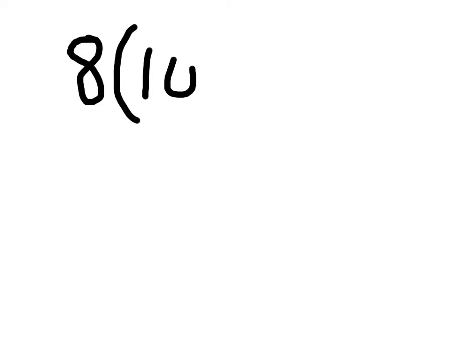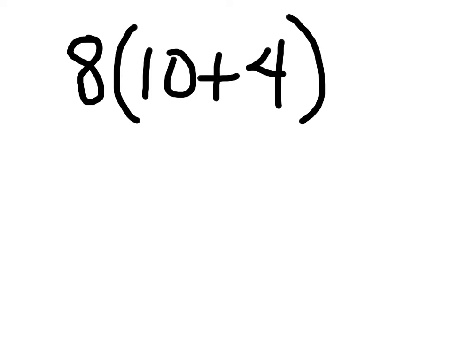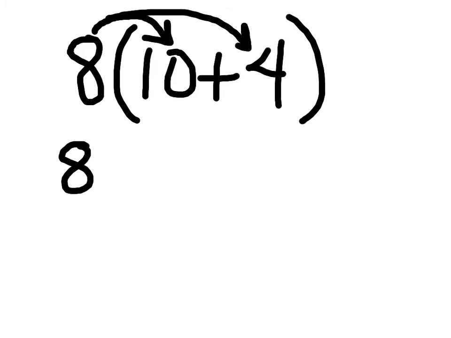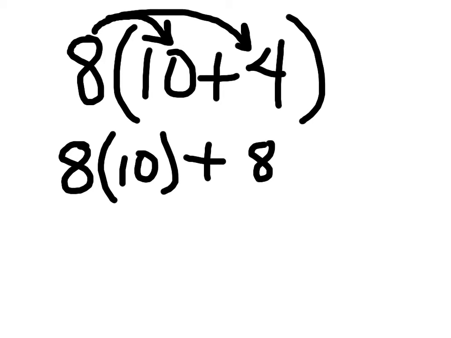You want to read that, Cody? Tickets for a play are $8. A group of 10 adults and 4 children are planning to go. Rewrite 8 open parentheses 10 plus 4 close parentheses using the distributive property. Then evaluate to find the total cost for the group. So they want you to distribute that 8 times the 10 and 8 times the 4 and just write it like that. So we would have 8 times 10 plus 8 times 4.